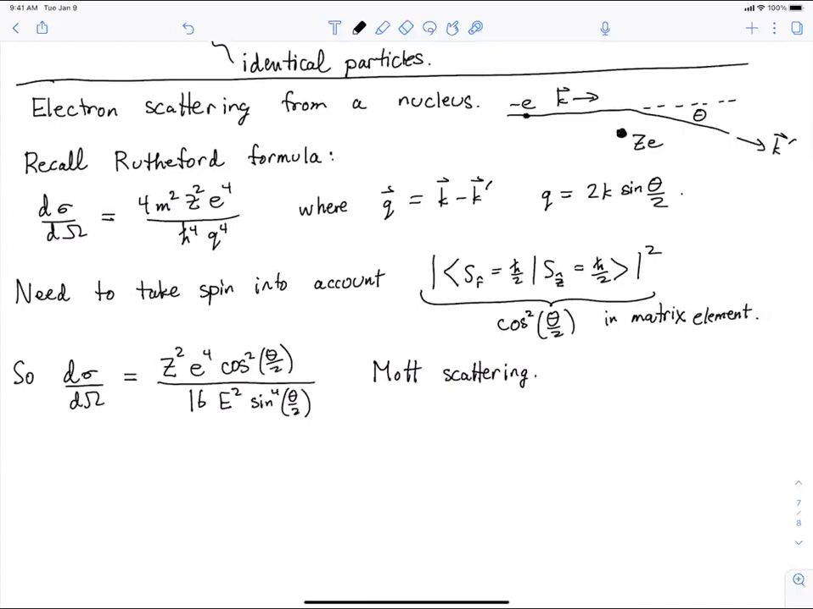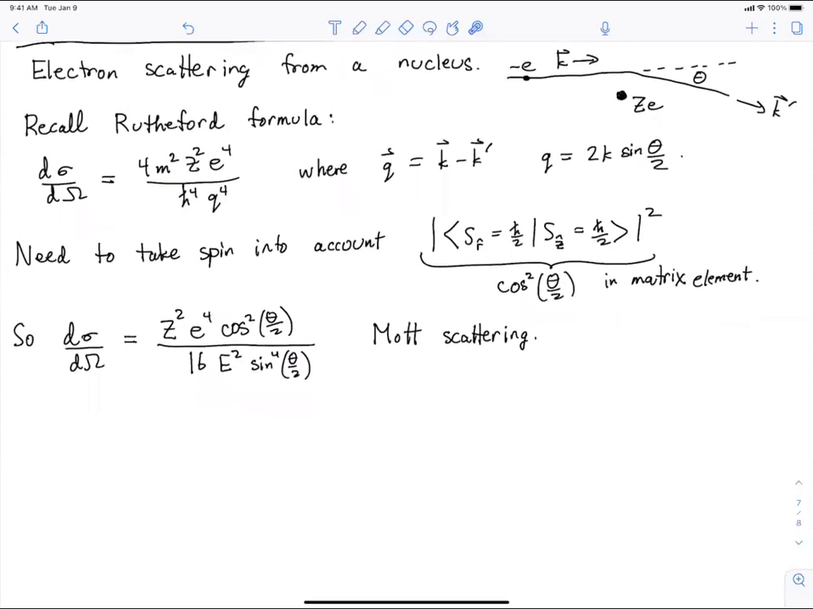Okay, and so if you think about what this extra factor does, one thing it does is that if you scatter backwards, then theta is equal to pi, and theta over 2 is equal to pi over 2, and so the cosine of that is 0. So this extra factor is just telling you that if you send in an electron with spin along the beam direction, your probability to see it coming back at you goes to 0, because that would require flipping the spin. And there actually is a probability to flip the spin, but that's higher order in perturbation theory. We're actually working at first order in the Born approximation here.